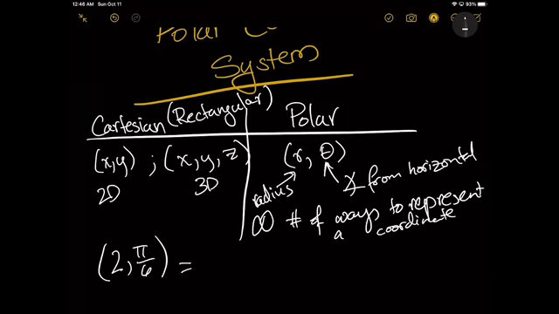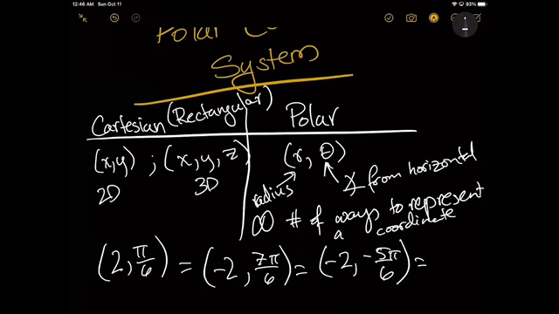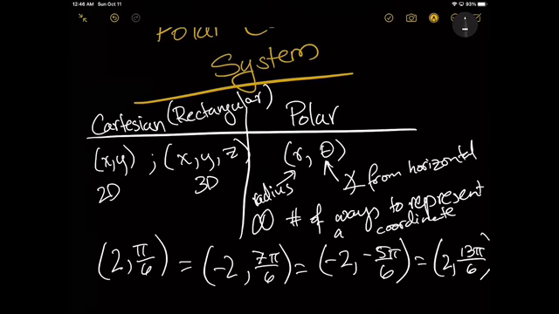This can be rewritten as -2 comma 7 pi over 6, which is the same thing as writing -2 comma -5 pi over 6, which is also the same as 2 comma 13 pi over 6. This is because you can always add 2 pi to the angle and still get the same coordinate. A negative radius just means it's going in the opposite direction. In general, our radii go counterclockwise towards the point, whereas it would be clockwise if it's negative.